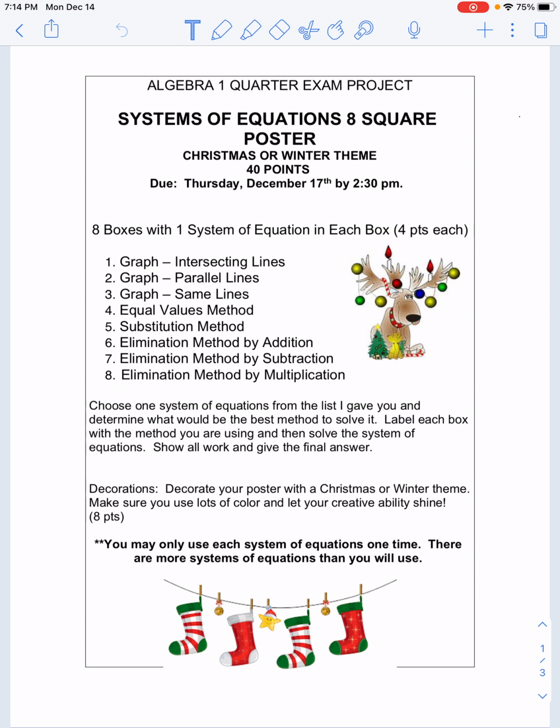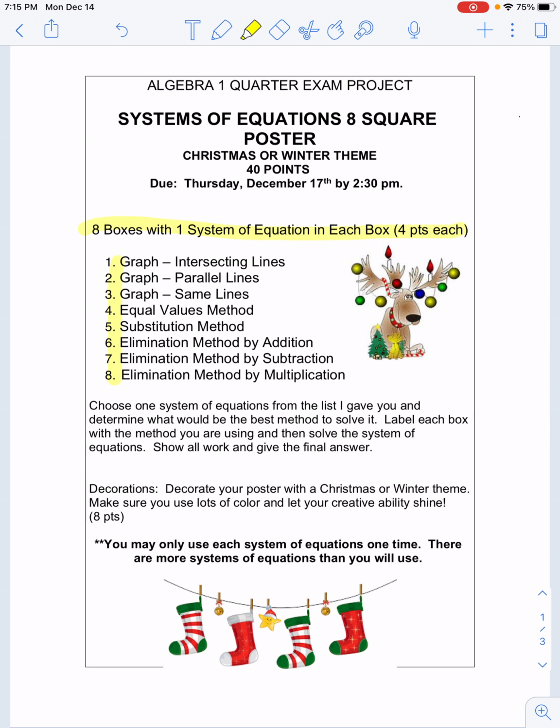Basically, you're going to be taking some paper, whatever paper you have. Printer paper would be best because it's plain white. And you're going to fold it into 4 squares on front and 4 squares on back. Or you can use 2 different pieces of paper, I don't care. But there's going to be a total of 8 boxes that you're going to fill in.